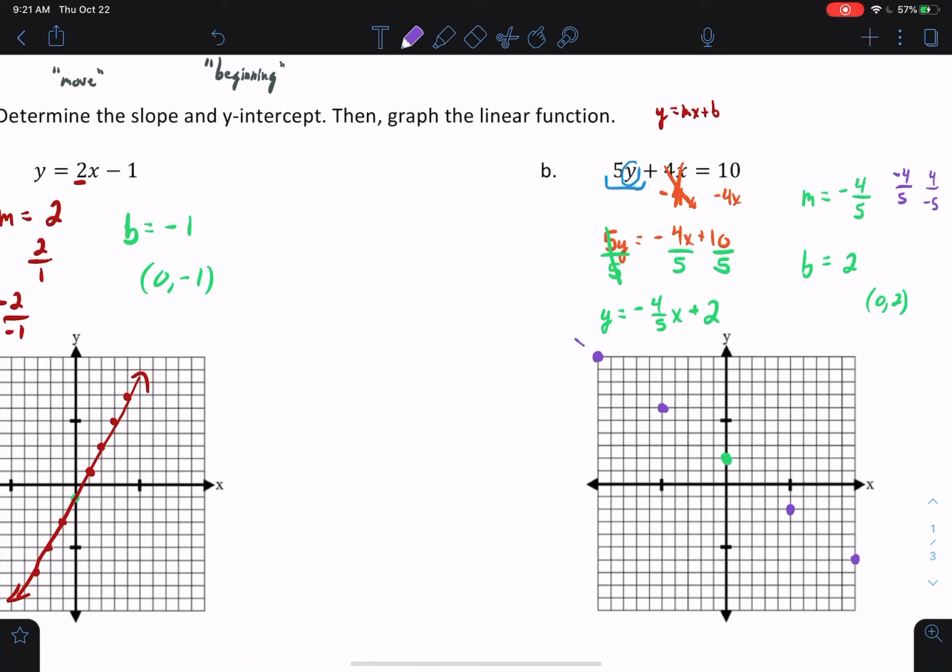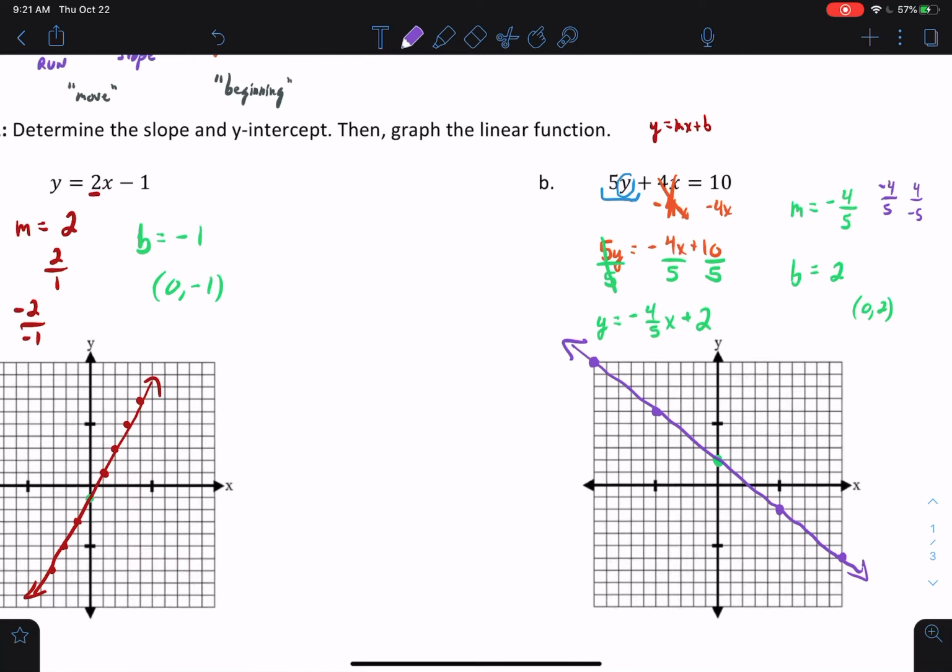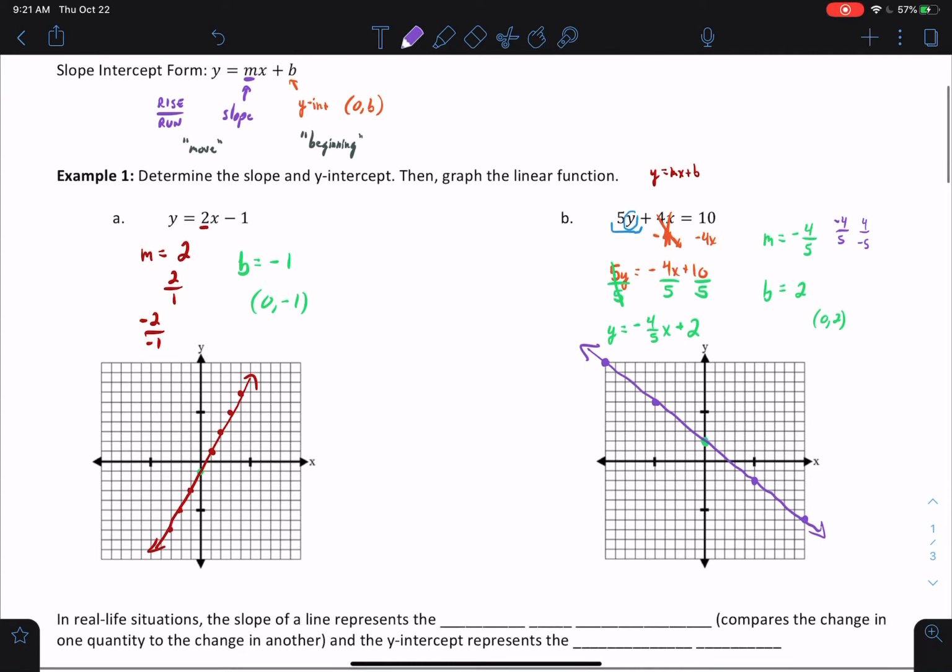Then all I need to do is connect my dots in a nice straight line. Remember my arrows, and this is now graphed. In the next video, we will go into slope more with application problems.